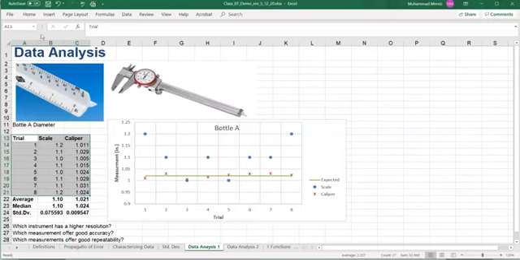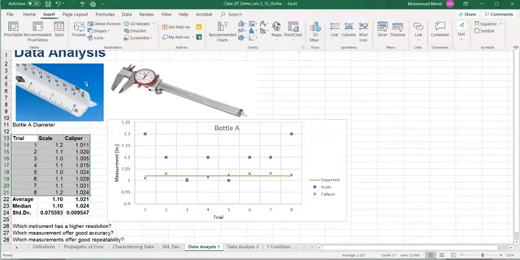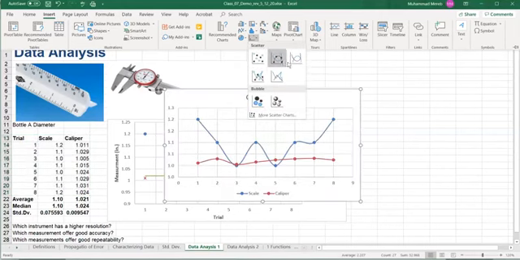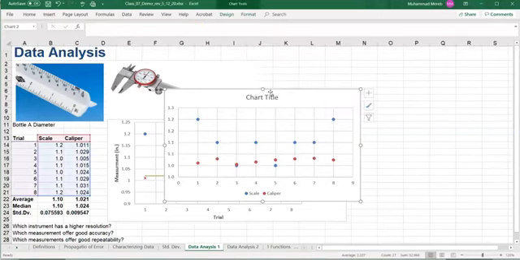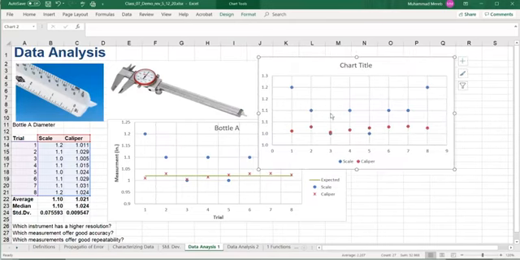You come to insert, and you go to charts, and for this one we need the scatter, so that's the one that we want. And you can see we have different options, so just pick the one that you want. We already have this one, but if I do it, you can see now I have another graph. And then you could change the marks like what I did here. You click on one of the marks, so that all of them will be highlighted.